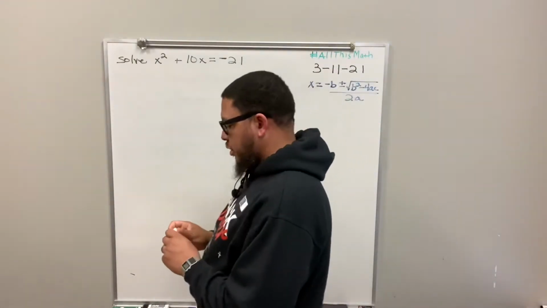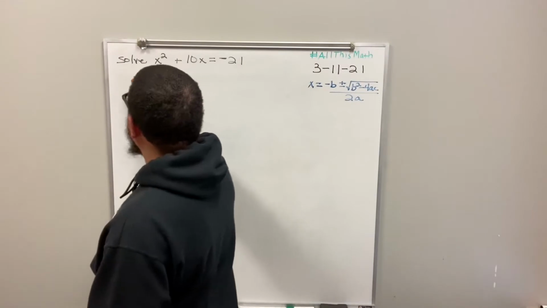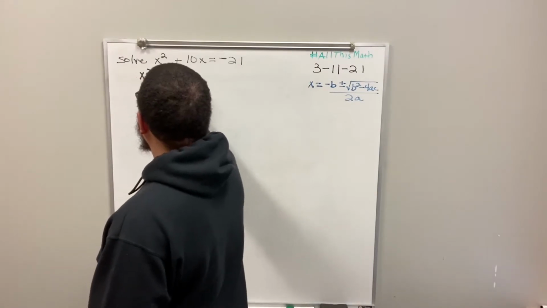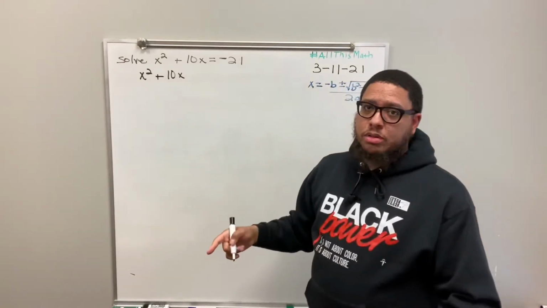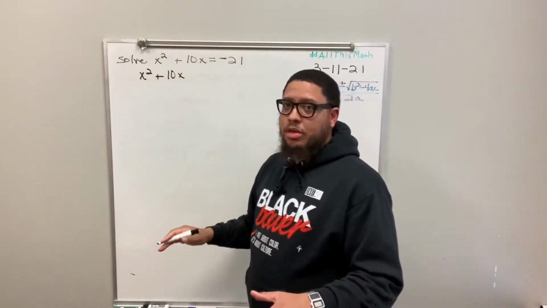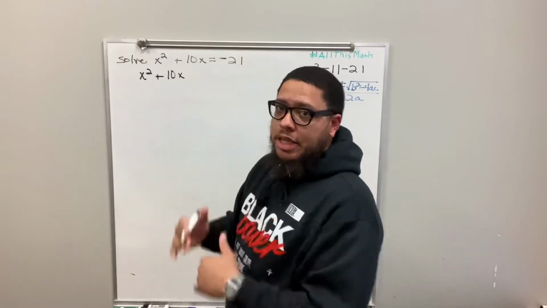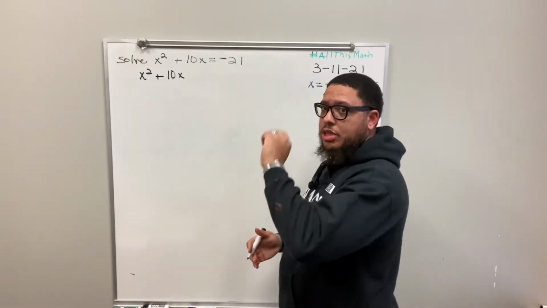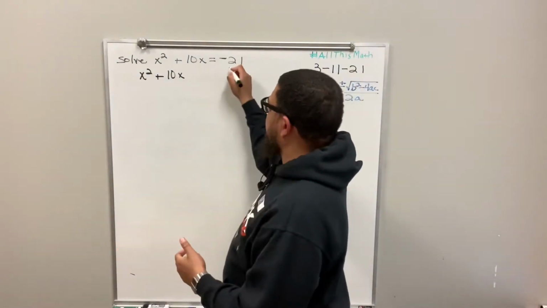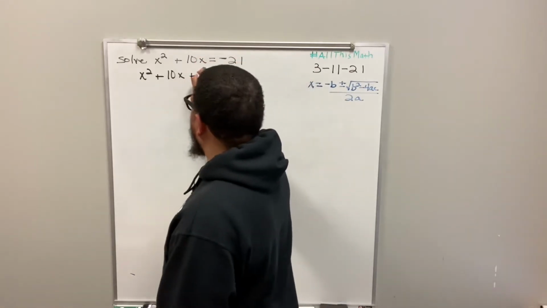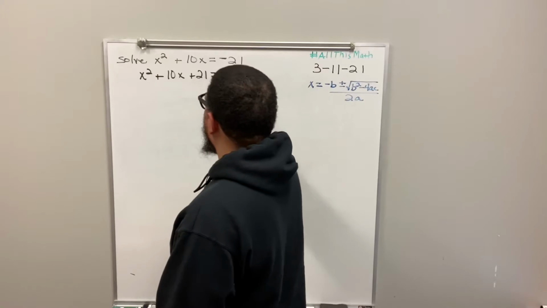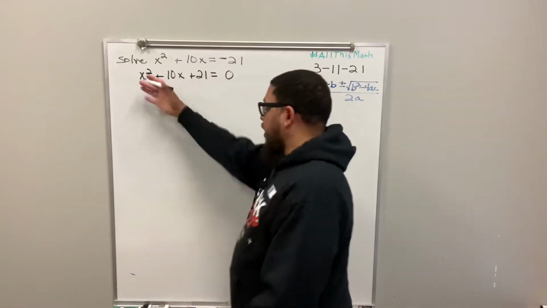So we're going to rewrite this, and we're going to say x squared plus 10x. Now, when I slide it over, it can't be negative anymore. It's going to become positive. The sign changes when you switch the side. So it's like adding 21 on the right, adding 21 on the left. I would have positive 21. And now what am I left with on the right? A 0.